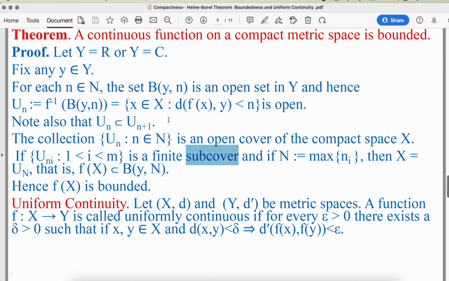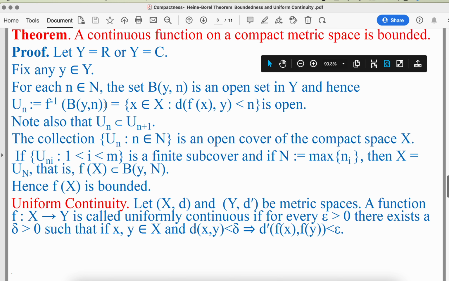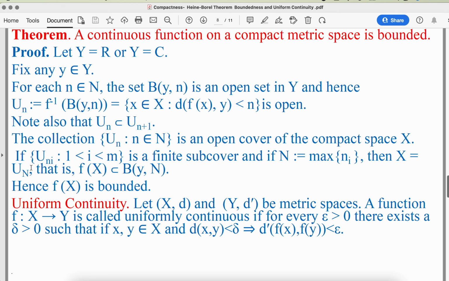Notice that Un is a subset of Un+1. So the collection of these Un, which we have defined as the inverse image of this ball, is an open cover of the compact space X. If U_ni, where i lies between 1 and m, is a finite subcover, and if N is equal to the maximum of these ni's, then X is equal to UN.